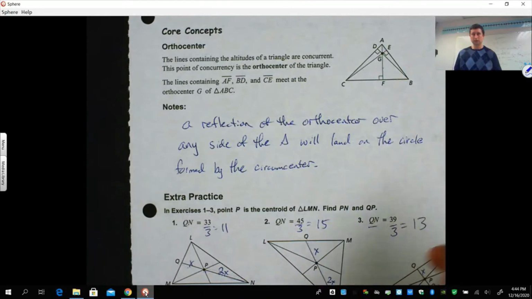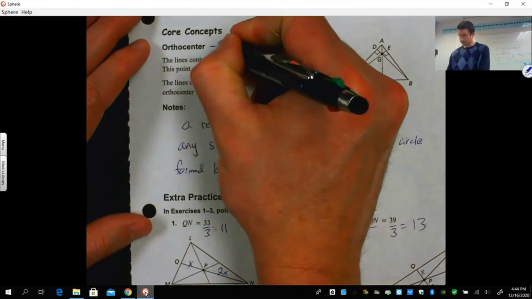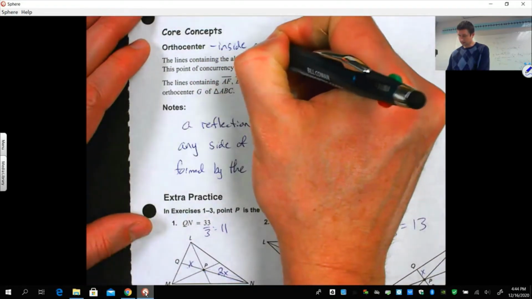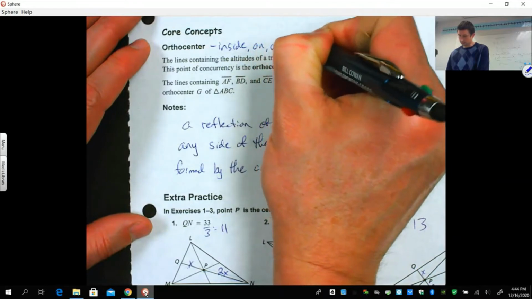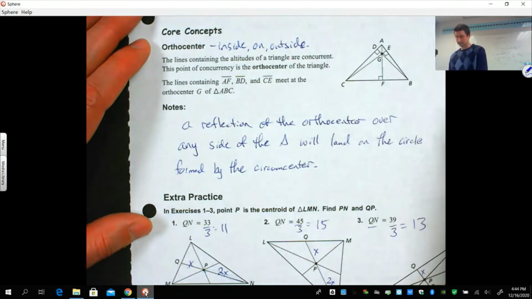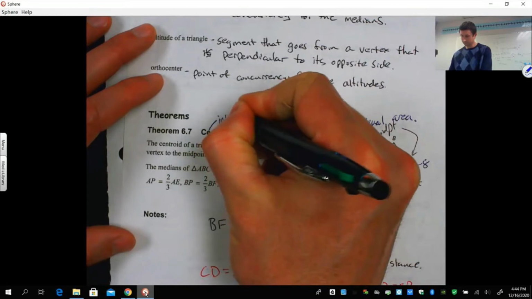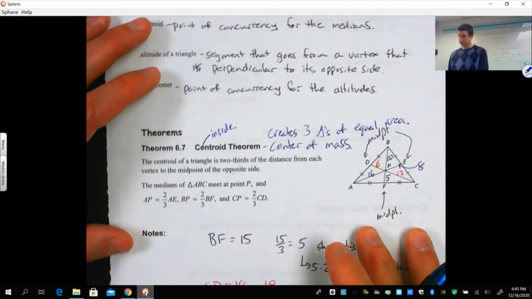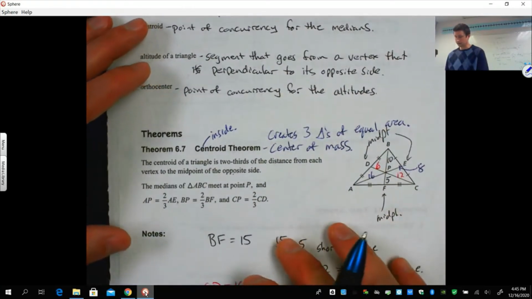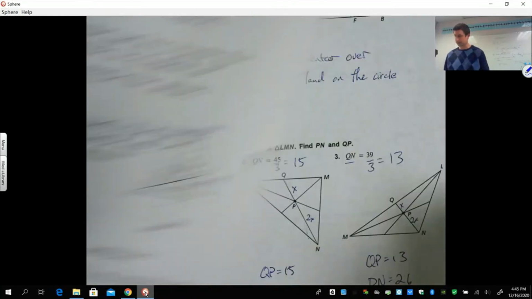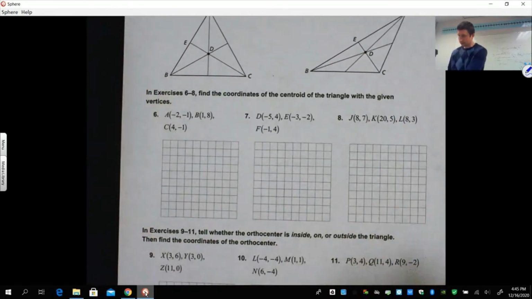And keep in mind the orthocenter can be inside, on, or outside the triangle. Okay, the centroid can only be inside. Centroid can just be inside. It's kind of like the circumcenter can be inside, on, or outside. The incenter can just be inside. Okay, a few more questions here, then some lovely diagrams.